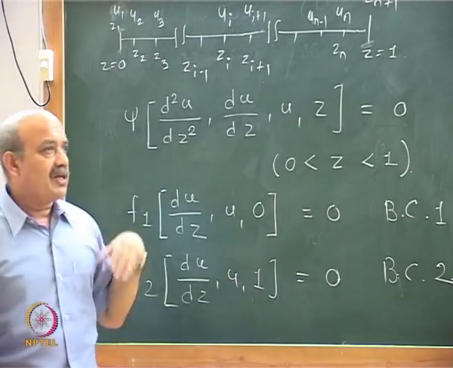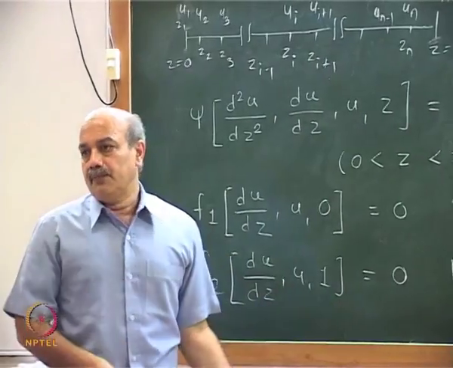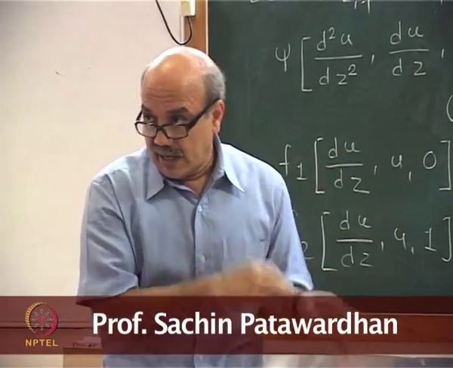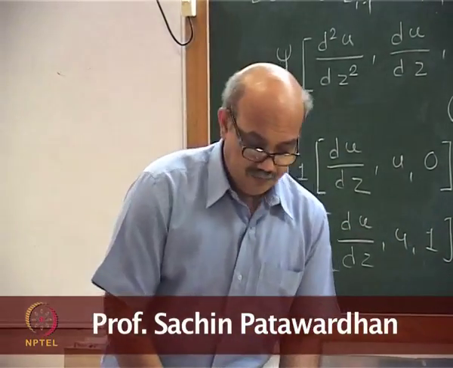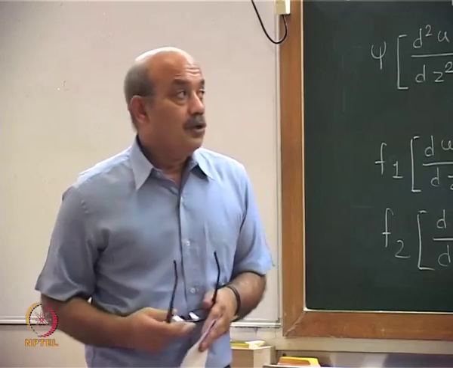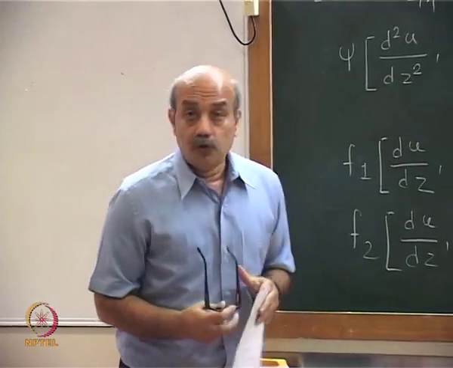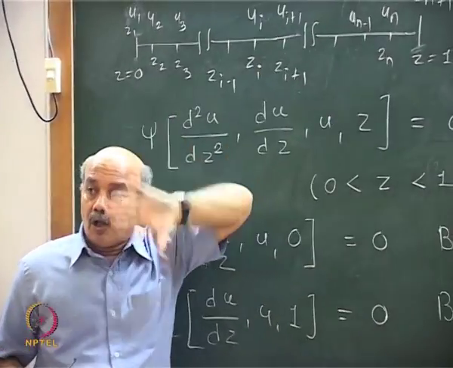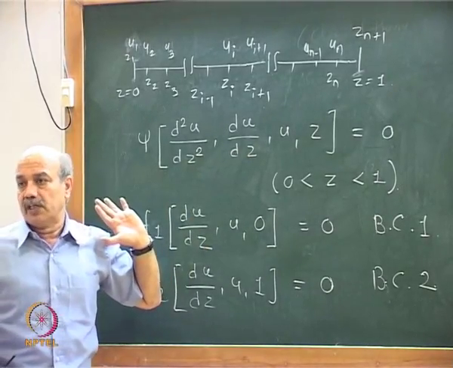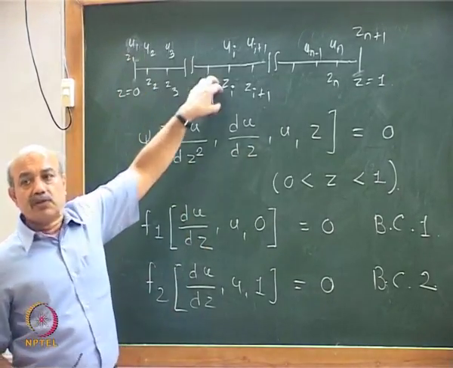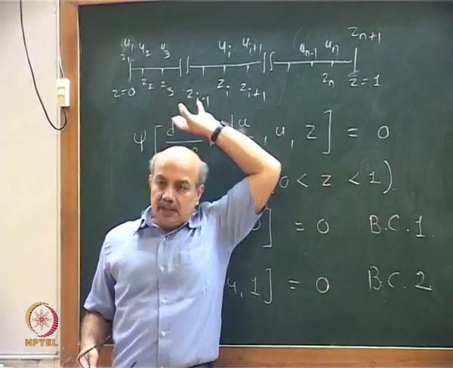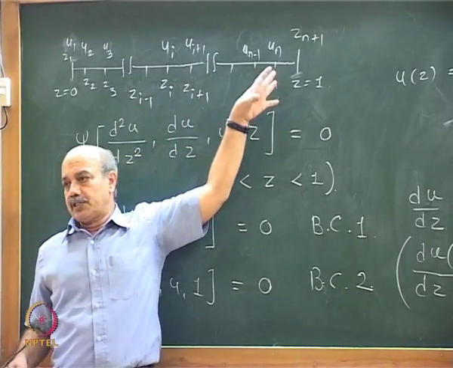So last time we stopped here. Let's now actually substitute these values at the grid points and come up with the equations that need to be solved to get u1 to un plus 1. We still do not know the values of u1 to un plus 1. All that we have achieved till now is to express these derivatives in terms of the unknown variables. What are the unknown variables? u1, u2, u3 up to un plus 1, which are the values the dependent variable takes at the collocation points.